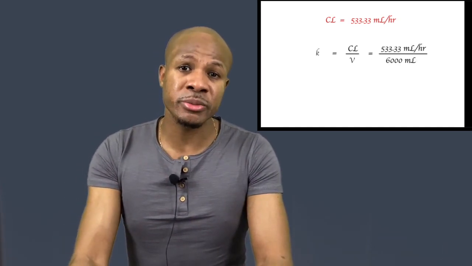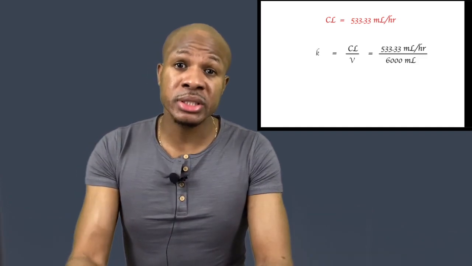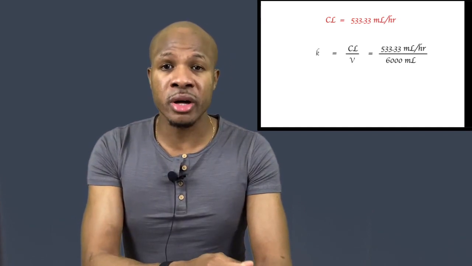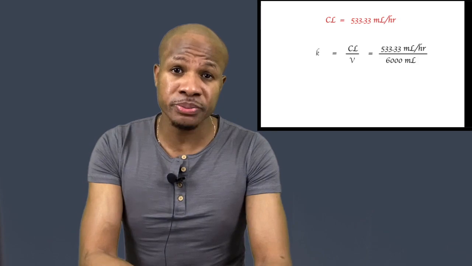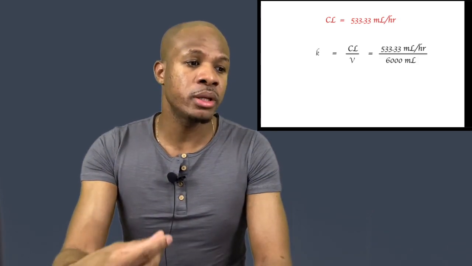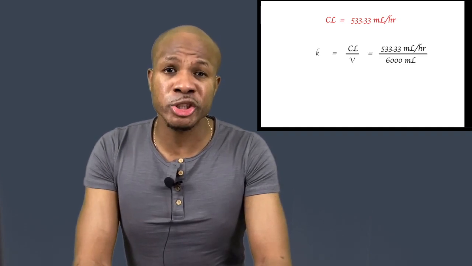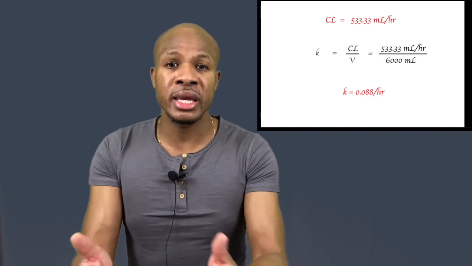To solve for our K, we divide the clearance by the volume of distribution, but we want to make sure that we're working in the same units. We have our clearance in terms of milliliters per time, but we're given the volume of distribution in terms of liters, so we want to convert the volume of distribution to milliliters, which will be 6,000 milliliters. And then now clearance divided by volume of distribution equals K, and that gives us a K of 0.088. So now that we have our K, we can solve for our half-life.